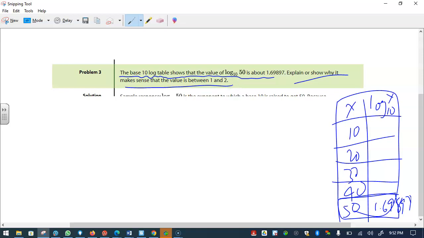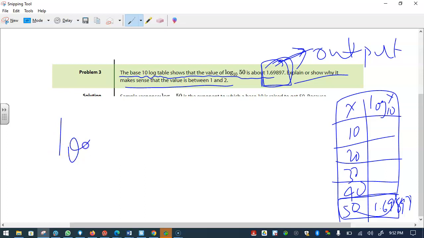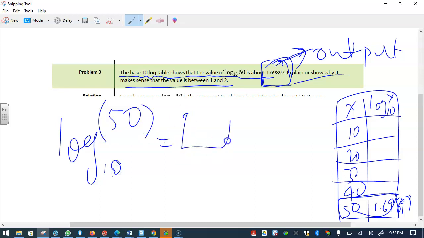So how do you know this answer makes sense? We do know already the output, but does it make sense to us? Is it really true? So what we ask is, let's write log of 50 to the base 10. Now the question is, what is this? So I put a box with a question mark.